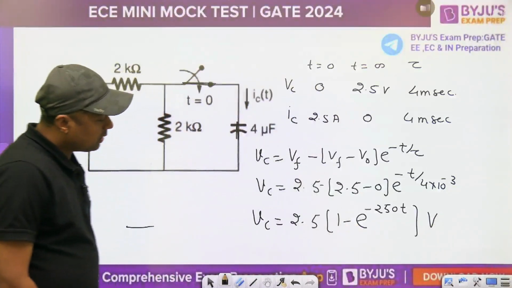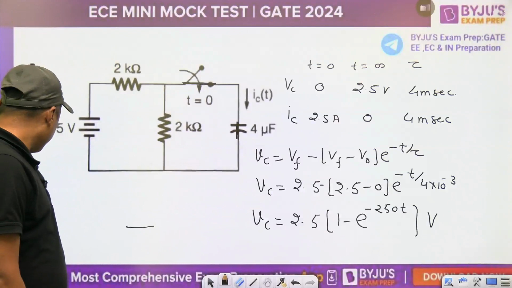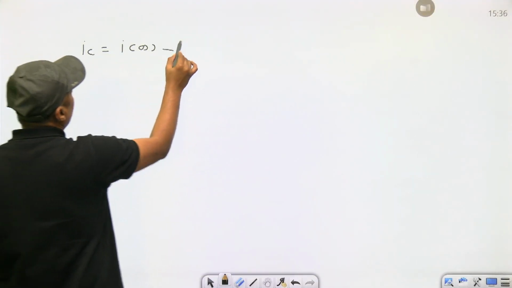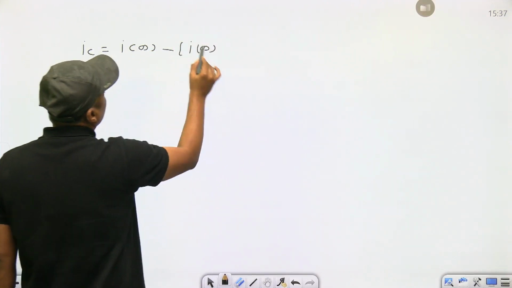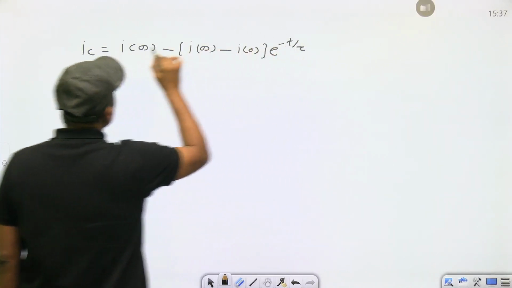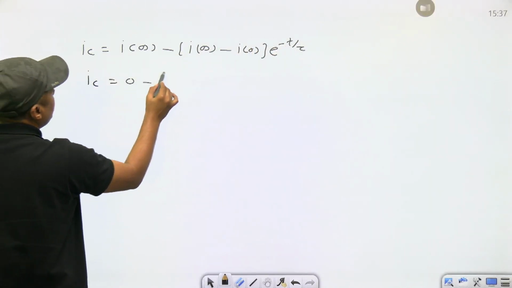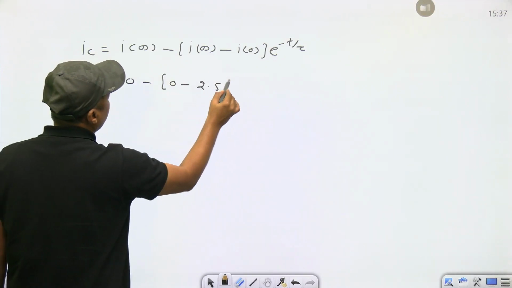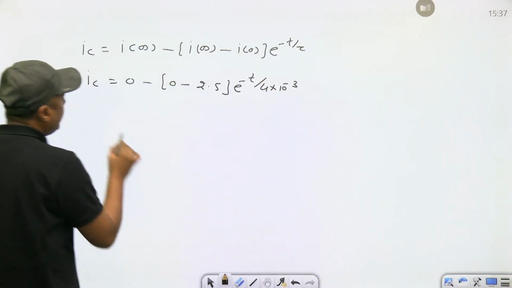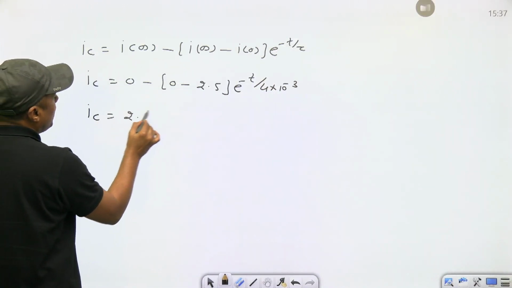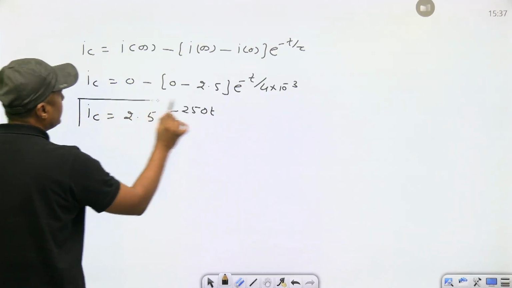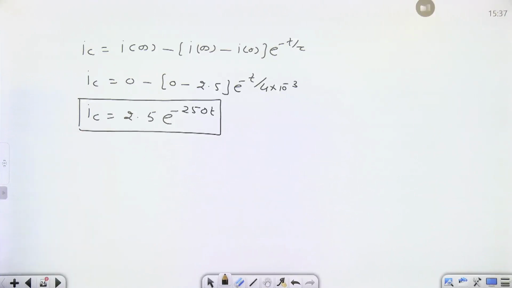Now, similarly, you can find the current also. What is the IC? I final. You can use the same formula. I final, I initial, e raised to power minus t by tau. What is the final value? 0. What is the initial value? 2.5, e raised to power minus t by 4 into 10 raised to power minus 3. And you will get IC is equal to 2.5 e raised to power minus 250 t. That is the current through the capacitor.